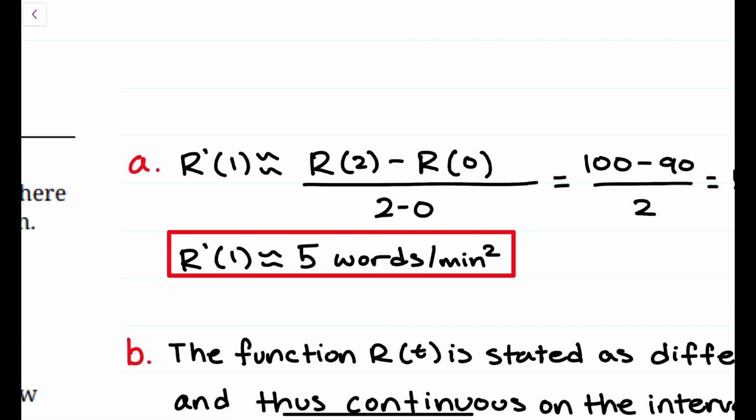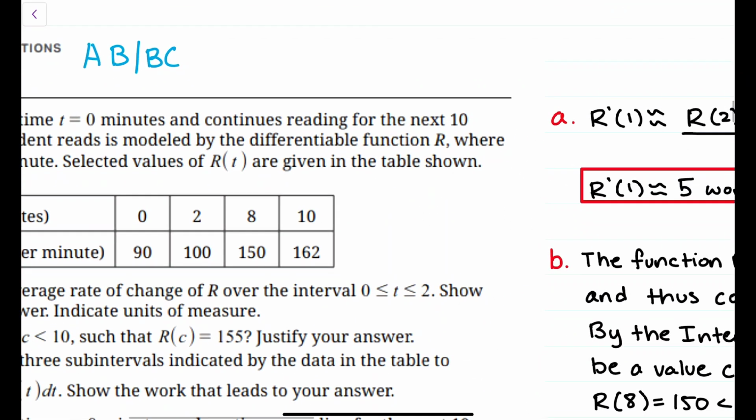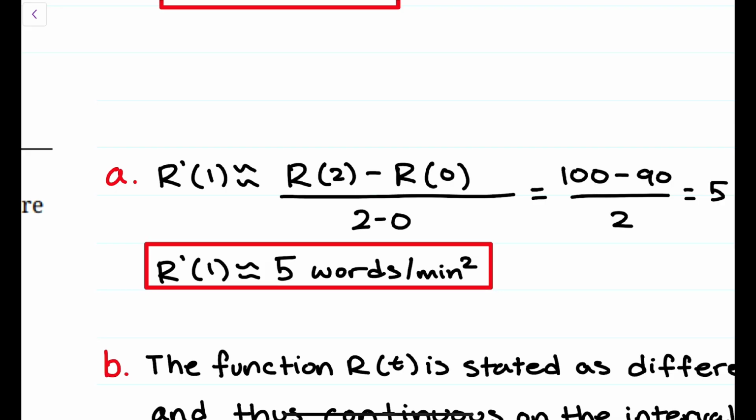So that's just r of 2 minus r of 0 over 2 minus 0, and the table says that r of 2 is 100 and r of 0 is 90, which is 100 minus 90 is 10, 10 over 2 is 5. So r prime of 1 is approximately 5, and it asks us to indicate units of measurement, which is words per minute squared.